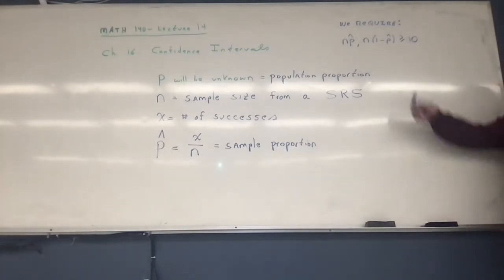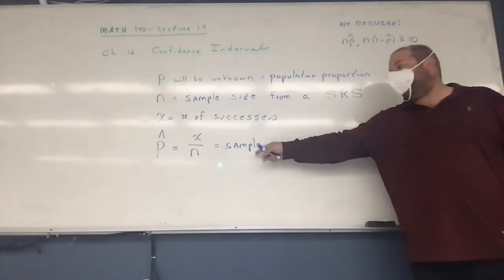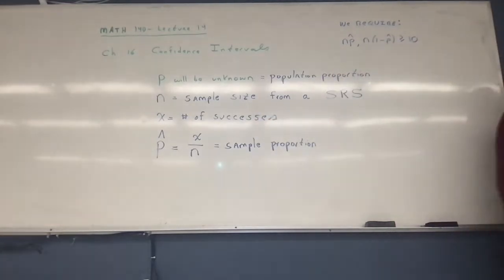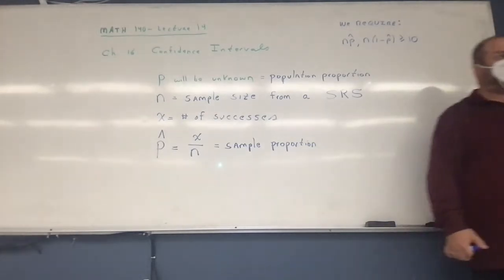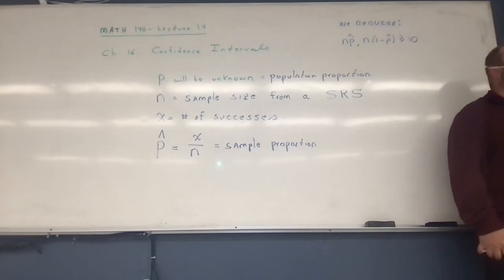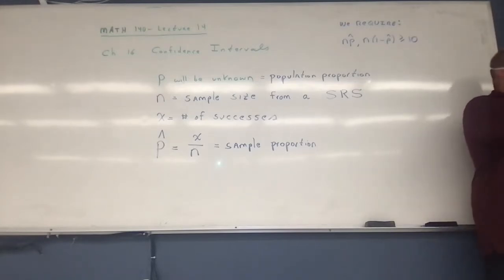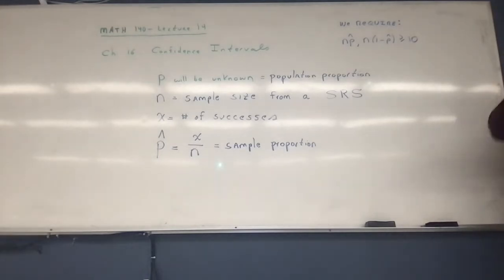If p hat is the proportion of successes, what is 1 minus p hat? What's the number of failures? No, 1 minus p hat is not the number of failures. It's the proportion of failures. So what is n times 1 minus p hat? It's the number of failures. That's why I asked.